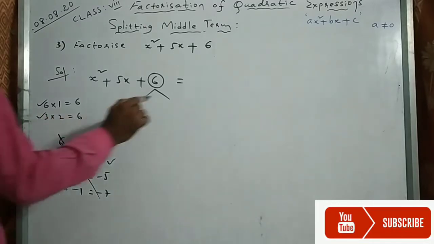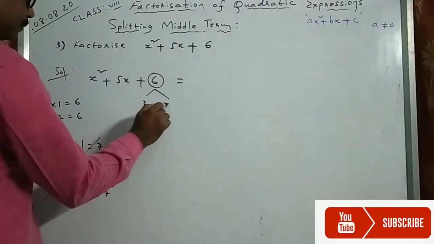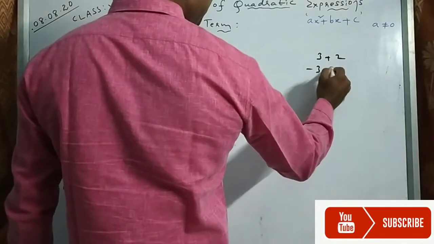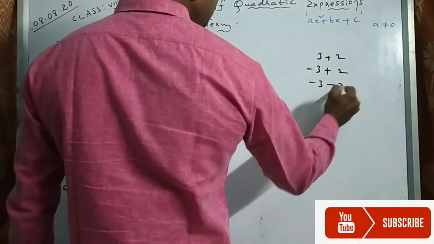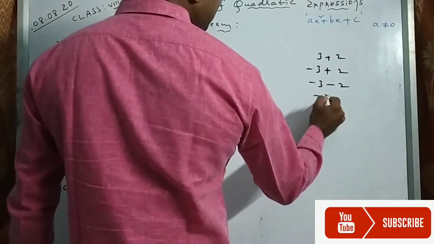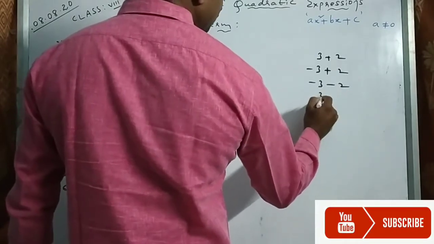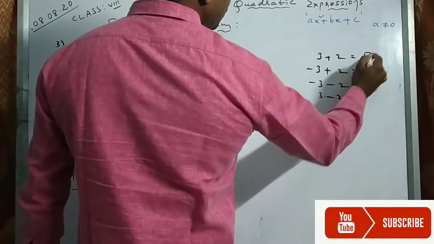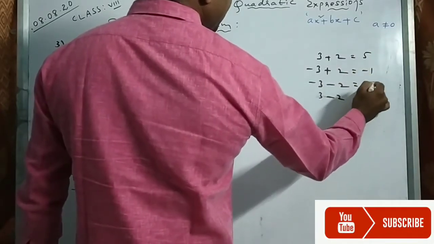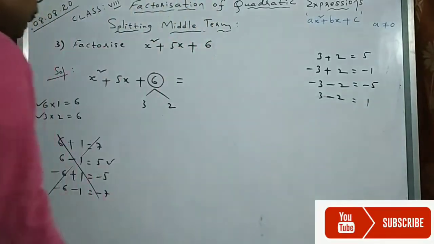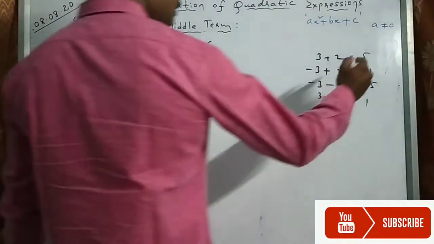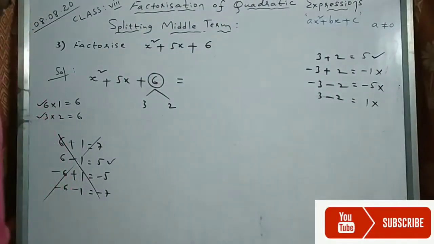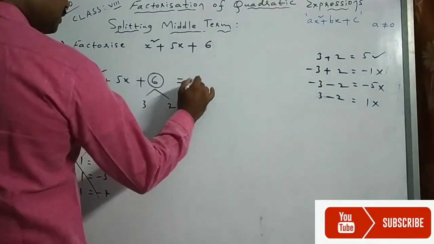So only other possibility is 3 2s. Okay, 3 2s. 3 plus 2, minus 3 plus 2, minus 3 minus 2. Now you check it. 3 plus 2, 5, minus 1, minus 5, 1. So which one is correct now? Plus 5, where do you have? This. So rest 3 wrong. Clear?